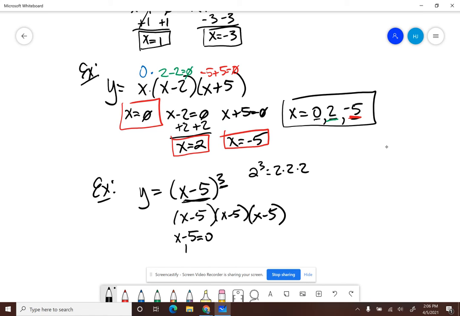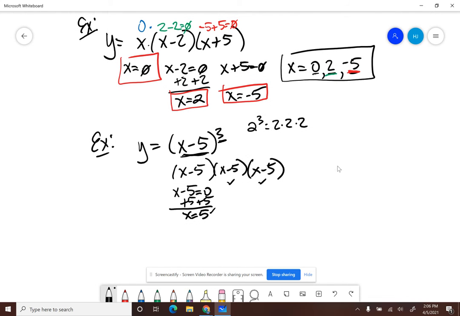Well, I'm going to get an answer if I take one of these and I do x minus 5 equals 0, and I add 5 to both sides, I'm going to get x equals 5. But how many times am I going to get x equals 5? I'm going to get it once here. I'm also going to get it again here and again here. So how many times am I going to get the answer x equals positive 5? Well, I'm going to get that answer 3 different times, okay?